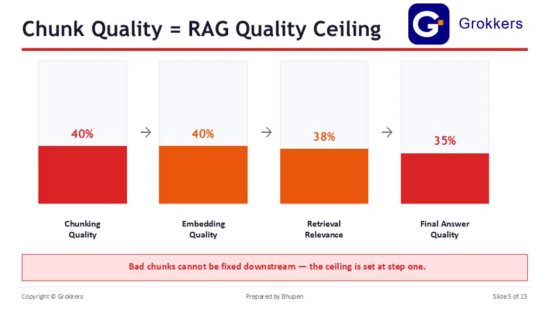No amount of prompt engineering or model capability can recover information that was lost or corrupted during chunking. Teams often spend weeks tuning their retrieval logic or swapping embedding models, only to discover the real problem was upstream in how their documents were processed. The red box at the bottom captures the practical implication. The quality ceiling is set at step 1, and it cannot be raised from downstream.